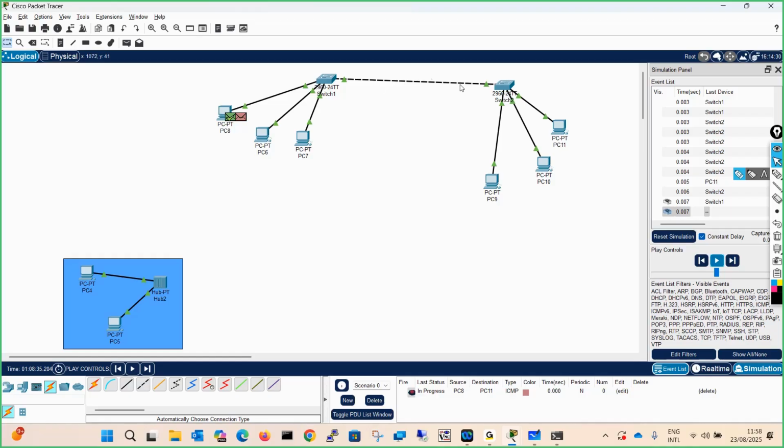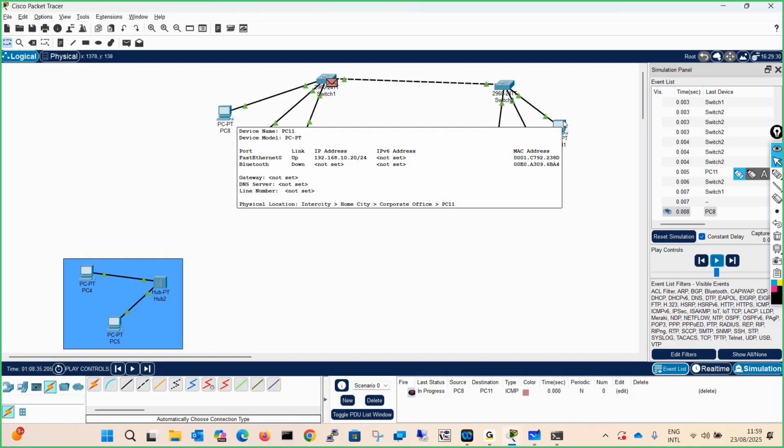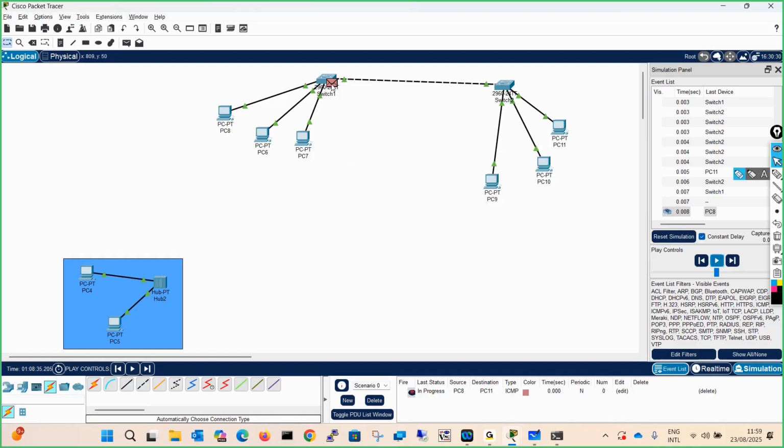Now when the reply came, this switch knows that this MAC address is connected, the PC is connected on this port number. It has given the reply, and you can see PC8 has learned the MAC address of PC11, and now the communication has started. You can see the next packet is ICMP. The ARP process is completed. Now PC8 and PC11 both have the MAC entries in their caches, and this packet is an ICMP packet. Now the ping has started.